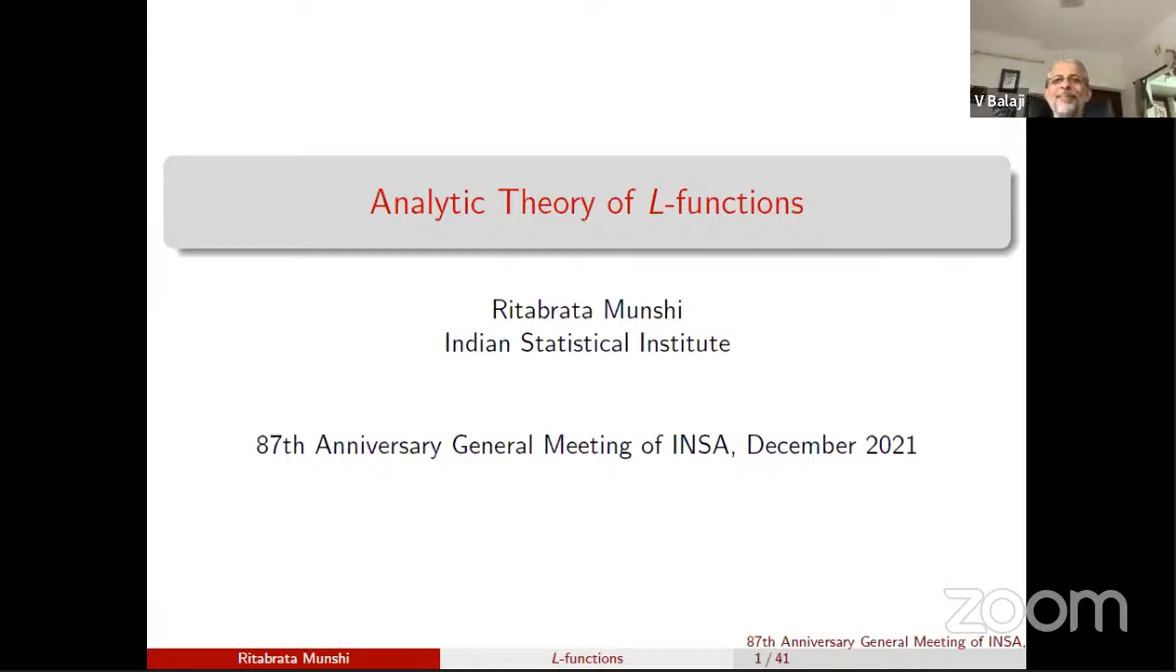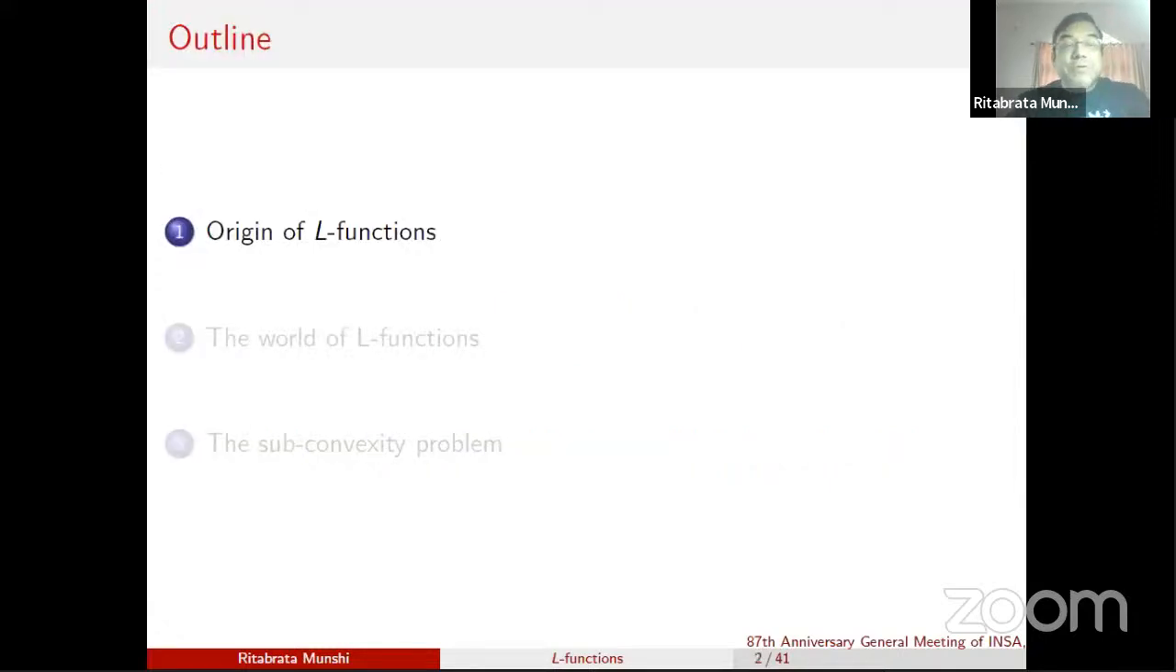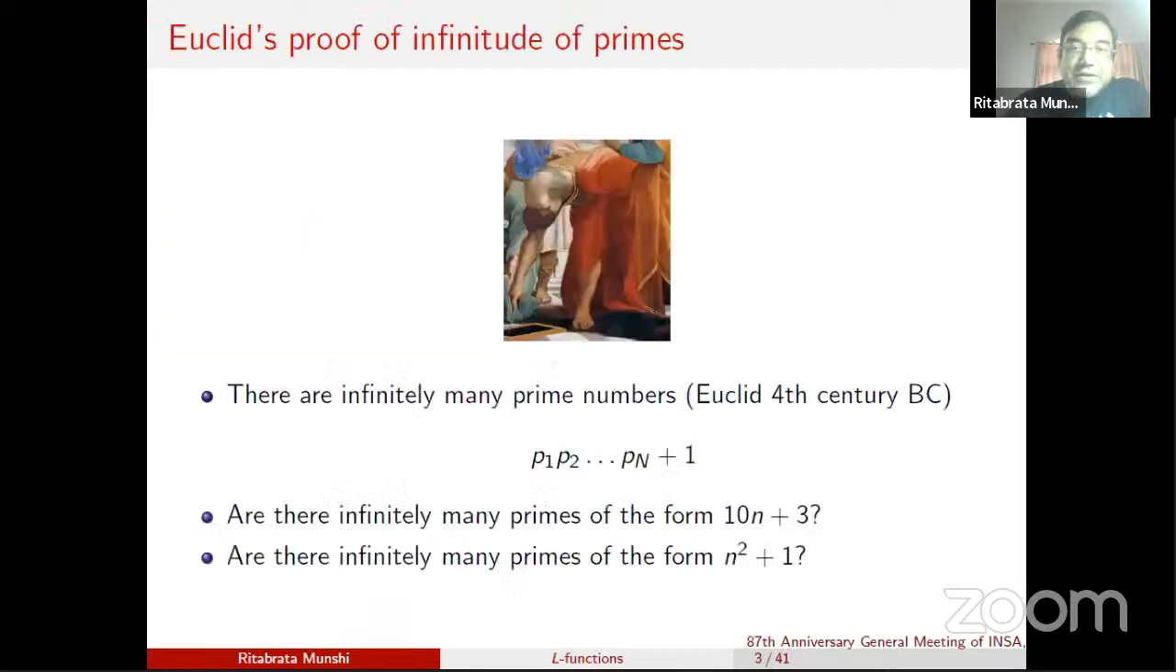Okay, so I'm going to talk about L functions, actually just the analytic theory of L functions. I'll begin with the origin of L functions. So I'm going to really go back more than 2000 years and start with Euclid. This is where we start anyway in school.